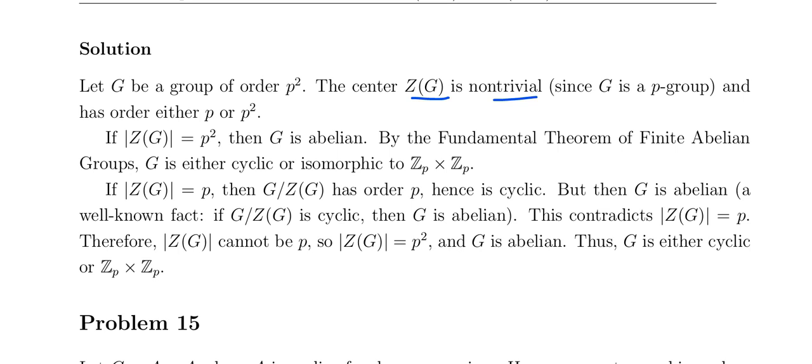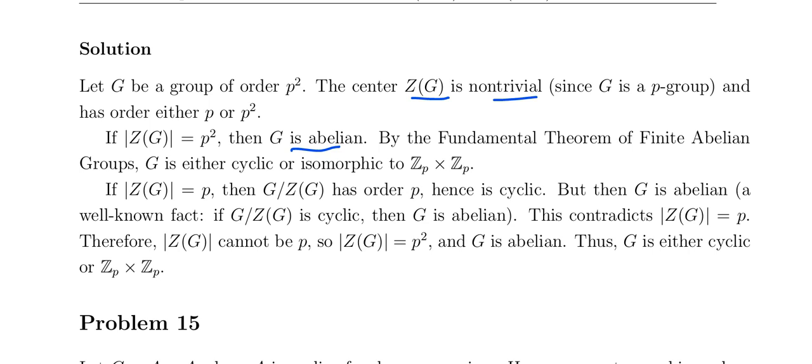Suppose the order of Z(G) equals p squared, then G is abelian. Obviously G is abelian. That is a very important result. Then by the fundamental theorem of finite abelian groups, G is either cyclic or isomorphic to Z_p cross Z_p. So that is the proof, I thought.